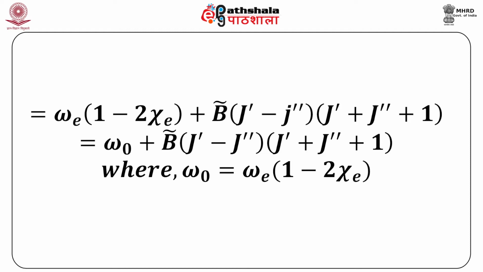Omega 0 plus B bar into J prime minus J double prime, J prime plus J double prime plus 1, and here we have substituted omega 0 is equal to omega E multiplied by 1 minus 2 chi E, and this we have already seen is the energy of the fundamental.